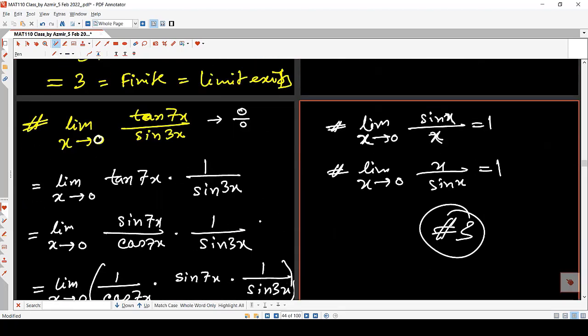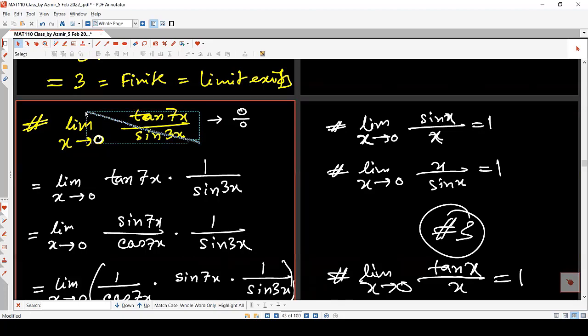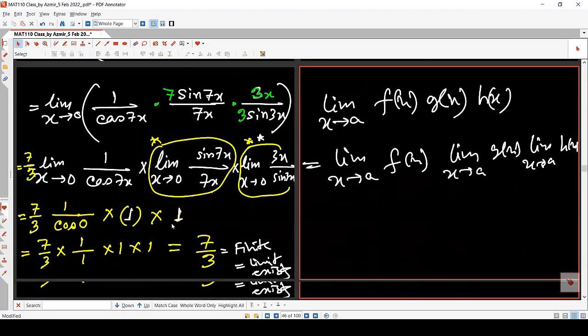So besides these formulas, we also know that limit x tends to 0, x divided by x equals 1, and also x divided by 10x with this limit equals 1. So we can also solve this problem that way. So let me write this one.